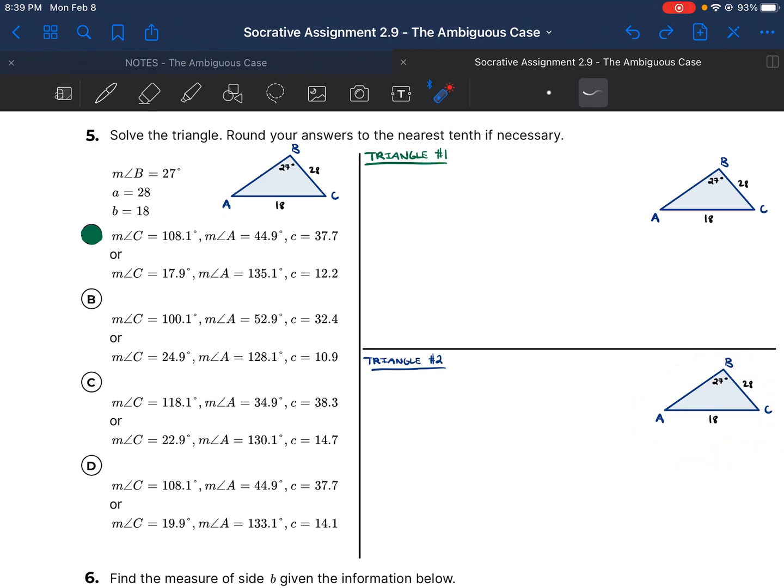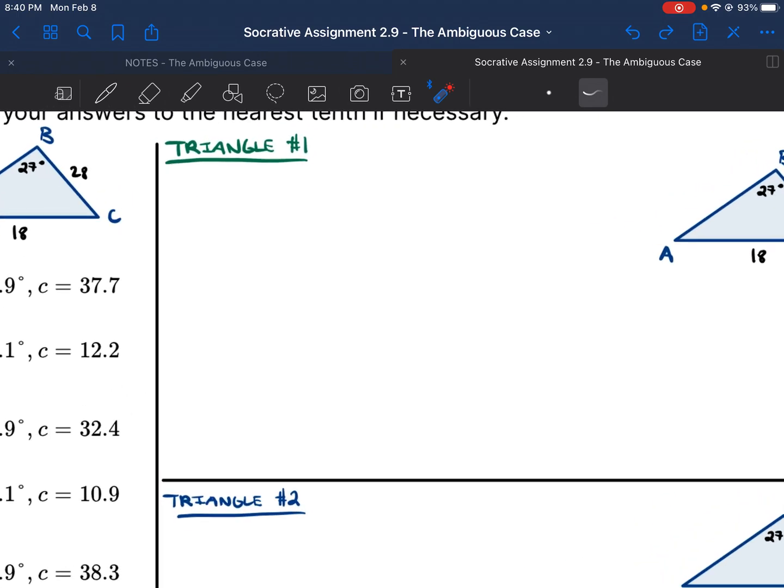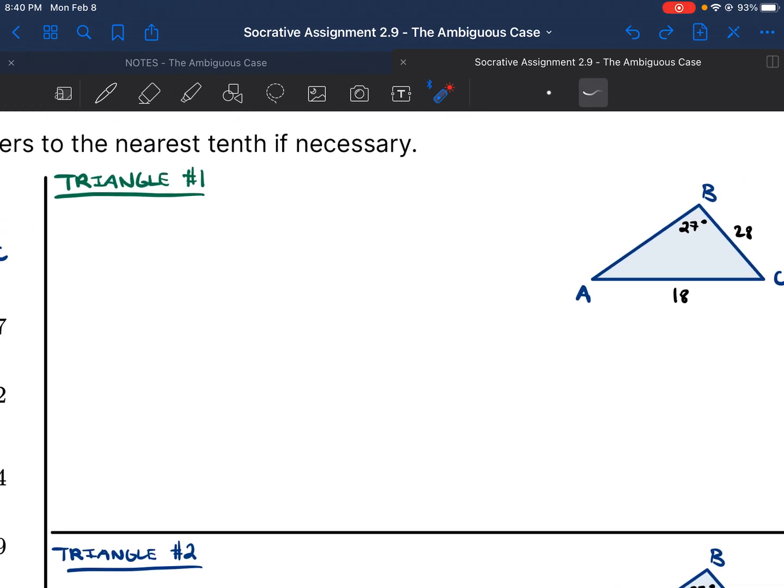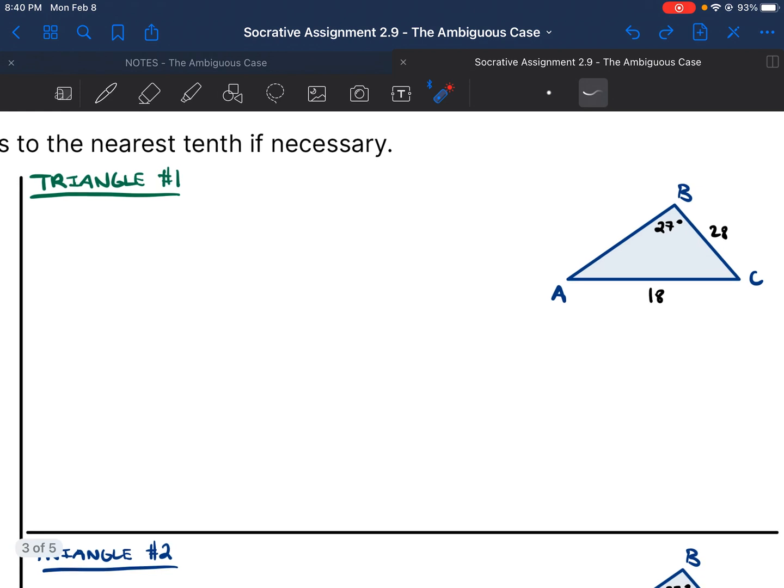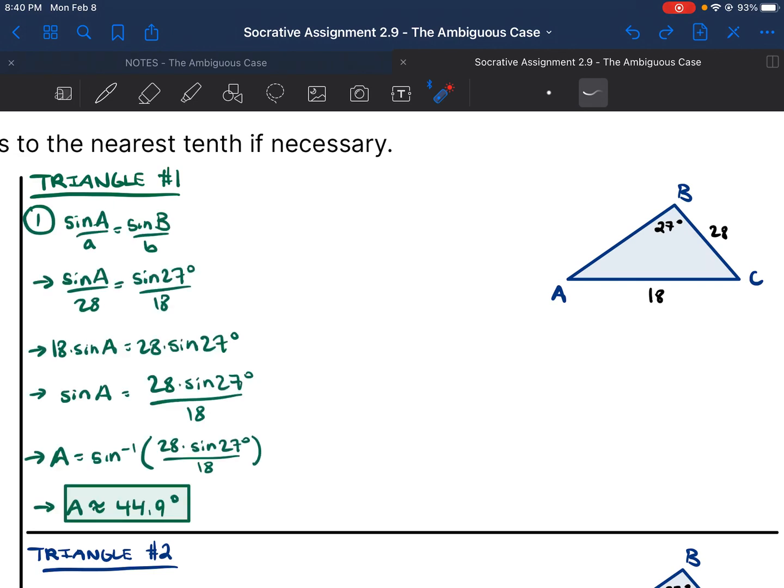We can see we have angle B is 27 degrees in both triangles. We can see that A is 28 and that B is 18, that 18 being the side across from the given angle, which is 27. So let's work on solution 1, triangle solution number 1. And here we're really just going to work through the problem like normal. We can tell that we have angle B, we have side B, we have side A. So really the only thing we can do first is find angle A using the law of sines. So that's what I set up here.